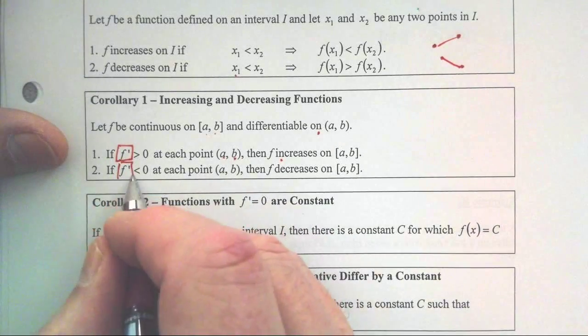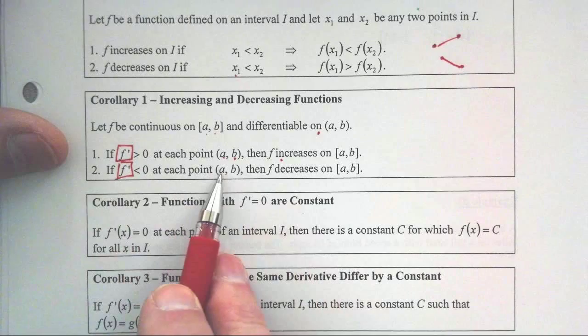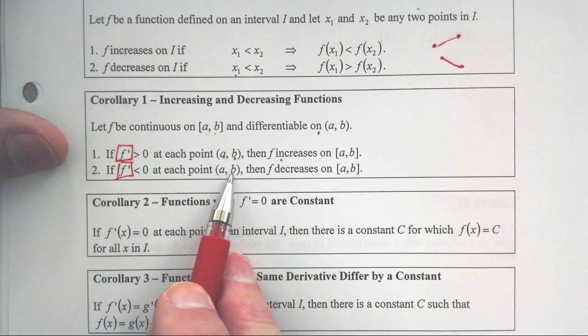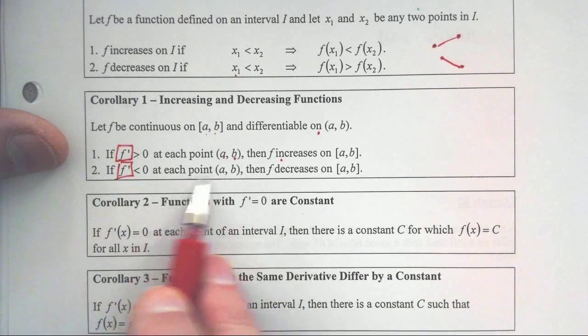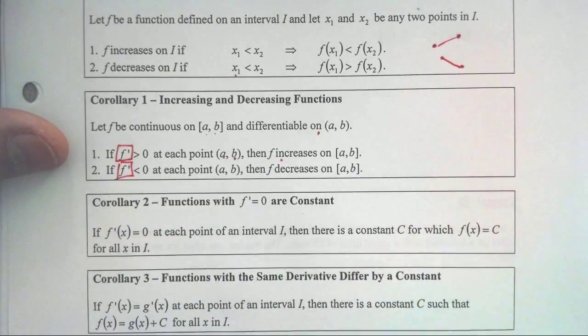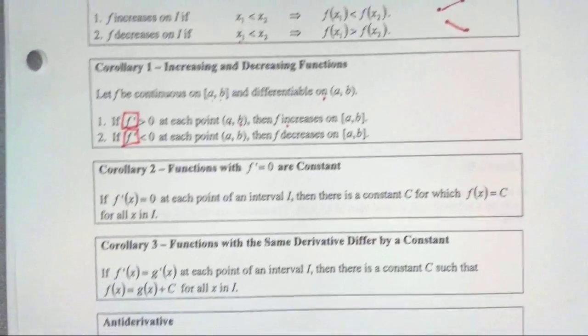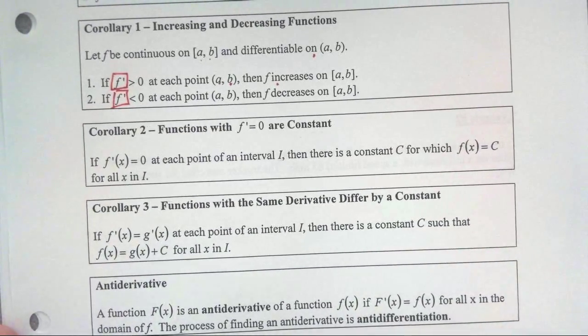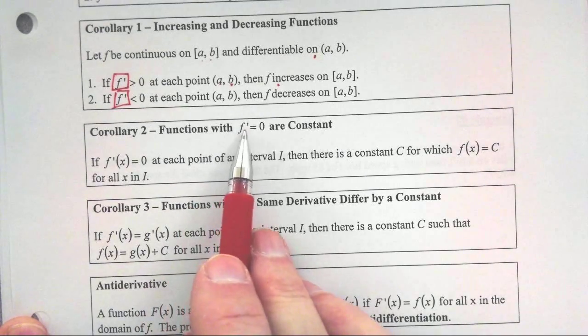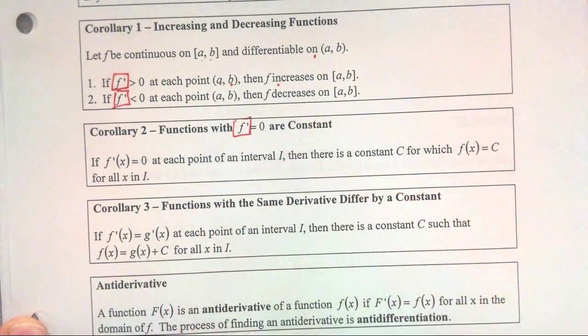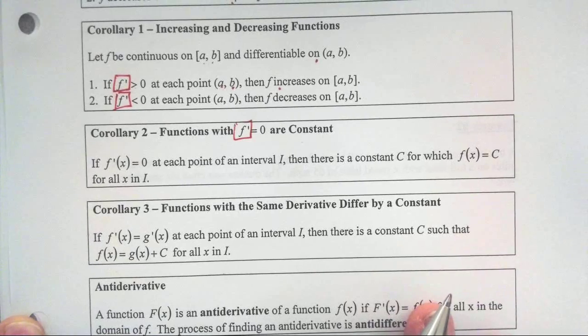If the slope is negative from point A to B, at each point from A to B, then we have to be going down. Okay, makes sense completely. So will this one, corollary 2, functions where the slope is 0, not f prime is 0, let's put some meaning to it.